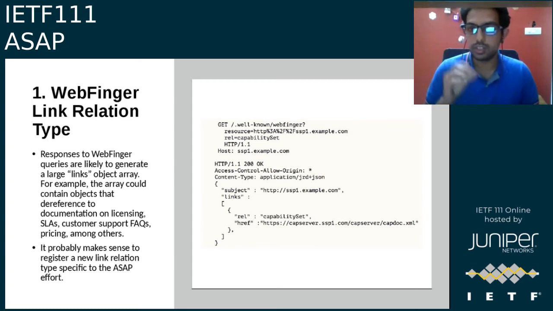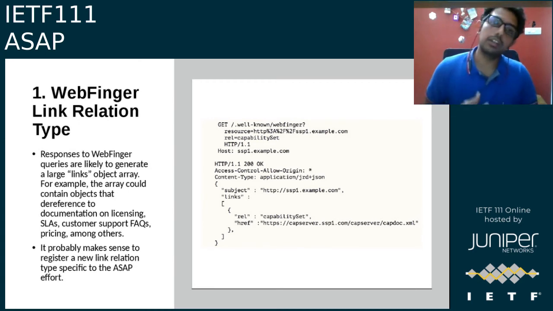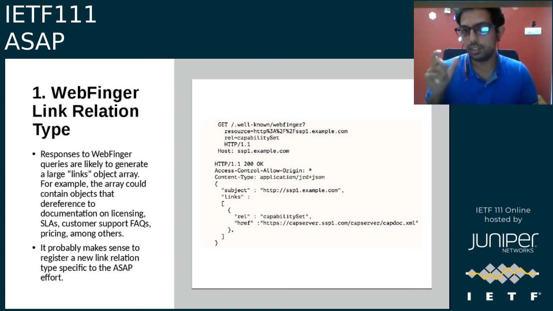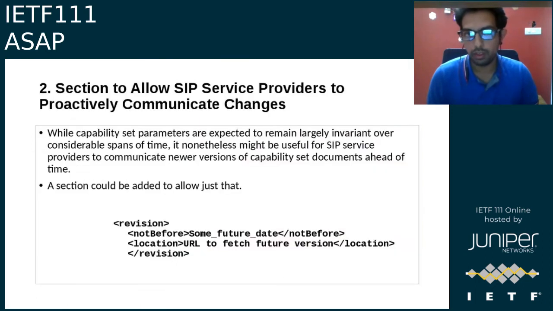The only information that the SBC is looking for is a URL that it can dereference to get the capability set document. So we think it makes sense to define a new link relation type called capability set, so that the SBC can then place a very specific GET request using WebFinger for the capability set only. And when the service provider responds, in the links array, it'll only provide the location of the capability set document. Next slide, please.